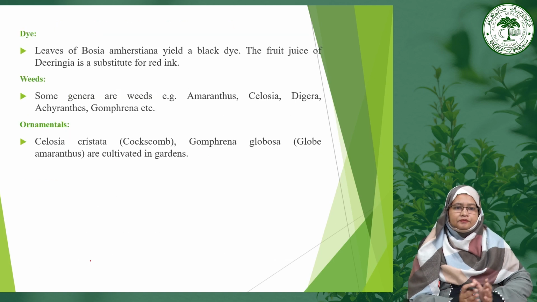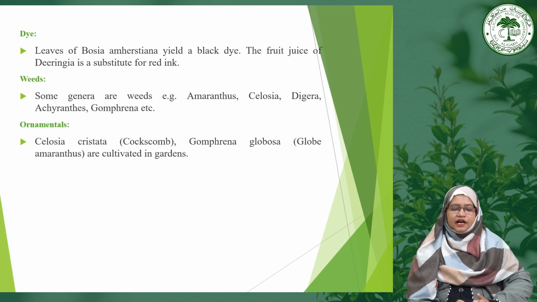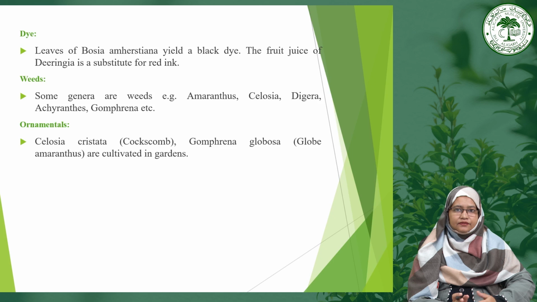Then if you see next, some plants are also used as dye-yielding plants, like Basella, which yields a black dye. Then the fruit of Iresine is a substitute for red ink. Then many plants grow as weeds on the sides of the roads, like Amaranthus, Celosia, Digera, Achyranthes, Gomphrena. Many plants grow as weeds in the soil. Then some plants of this family are also ornamental, like Celosia and Gomphrena globosa. They are all cultivated as ornamental plants in the garden.